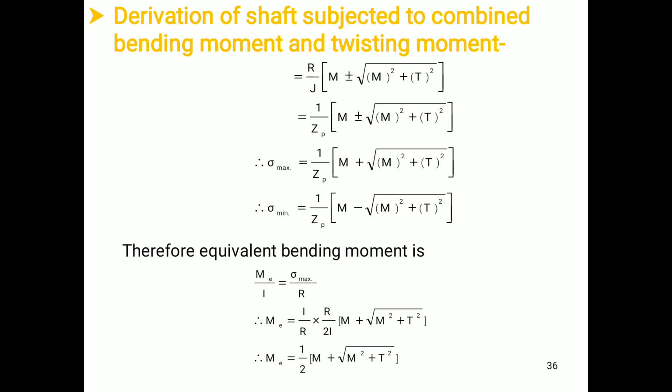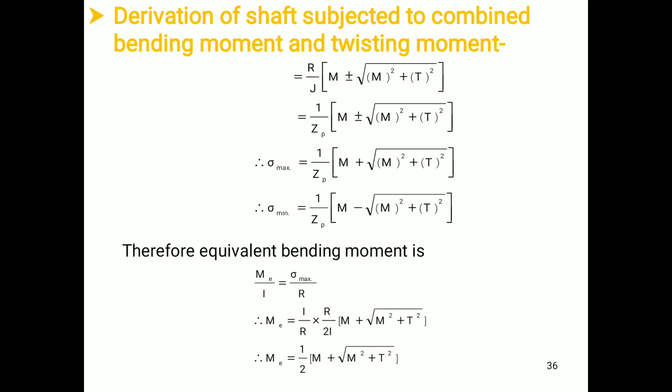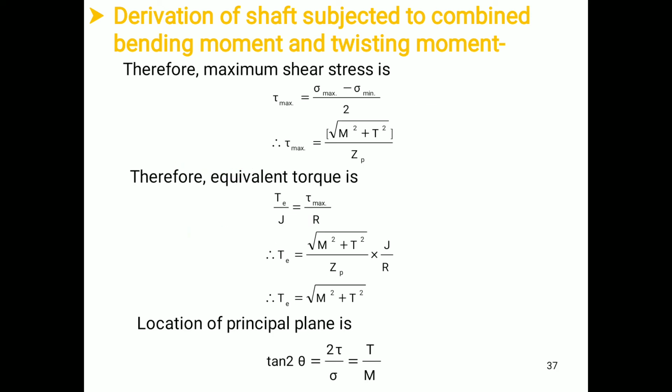Now we have also discussed the concept of maximum shear stress, which can be given by tau maximum equal to sigma maximum minus sigma minimum upon 2. If you put the value of sigma maximum and sigma minimum into this equation and solve it, we will have tau maximum equal to under root of M square plus T square upon Zp. So this is the value of tau maximum.